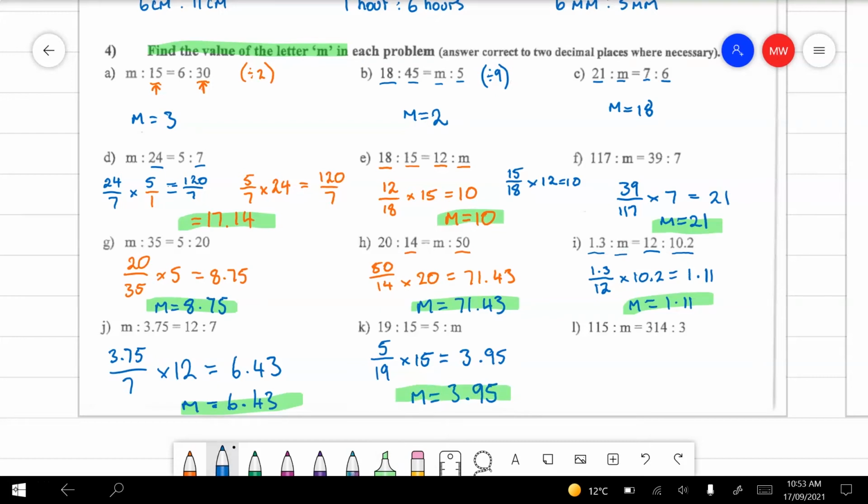And last one, I've got a bigger number, smaller number again, so I'm going from 3.14 up to 1.15, so let's make it 1.15 over 3.14, because I'm trying to find out what the answer is on this side, and I'll times that by 3. That's going to give me the answer 1.10. So M is 1.10. And we've gotten through all of those.